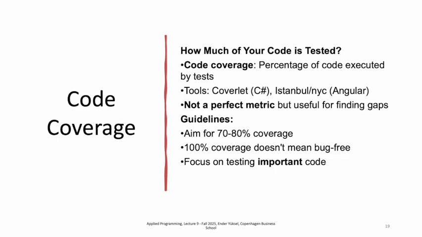Recommended targets. Many teams aim for 70-80% overall coverage. This balances thoroughness with practicality. Below 70% suggests insufficient testing. Pushing for 100% usually means wasting time testing trivial code.